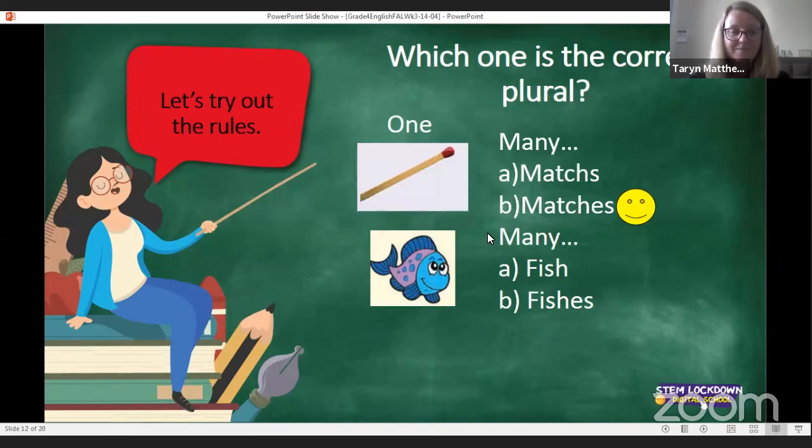Oh, who's still saying fishes? So my answer is A. It's fish because it stays the same. The spelling doesn't change, okay? Remember that, please. Let's look at the next one. What's that?